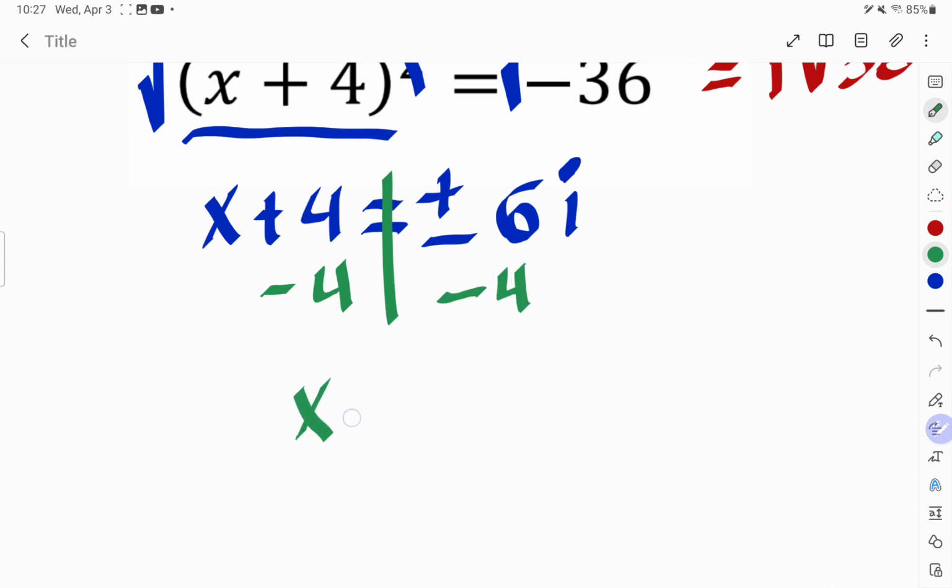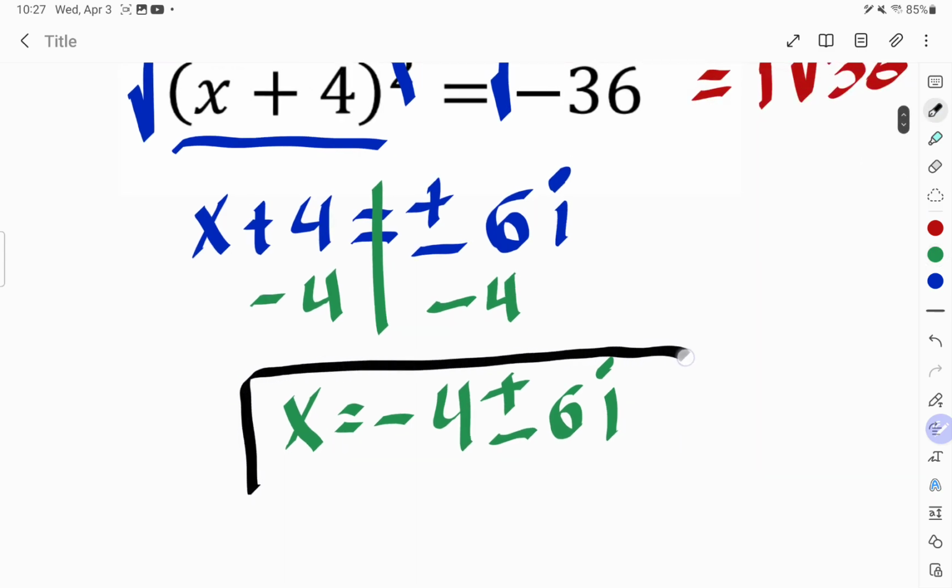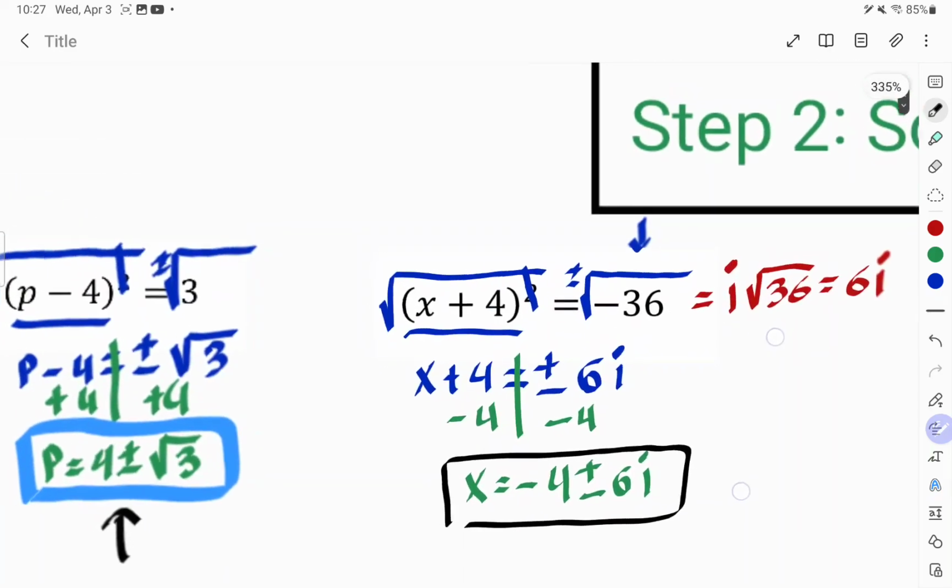So I'm going to have x is equal to negative 4 plus or minus square root of plus or minus 6i. And that is my answer. That is it. Not very difficult. That's all that we need to do here. That is my answer for that one.